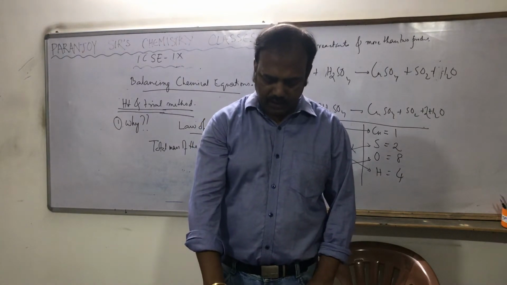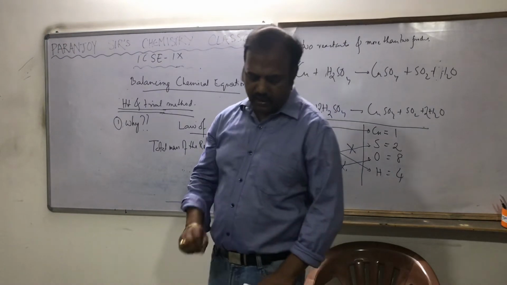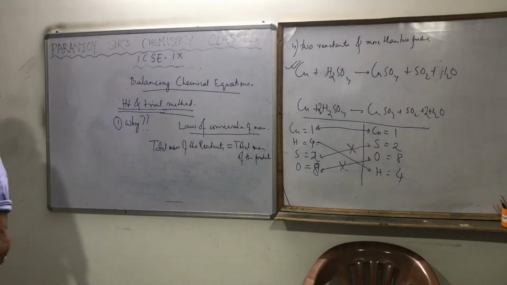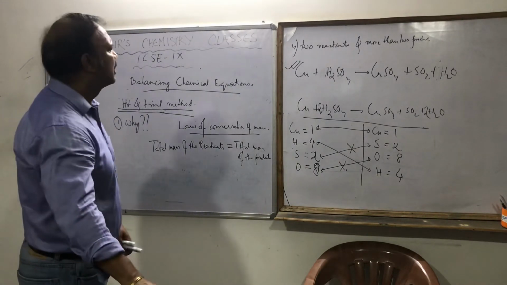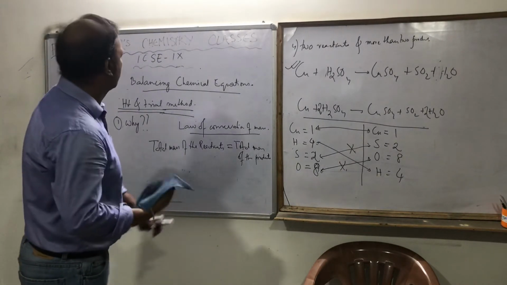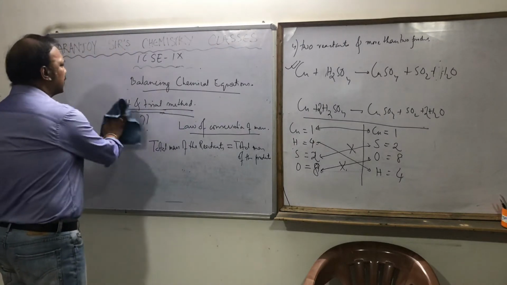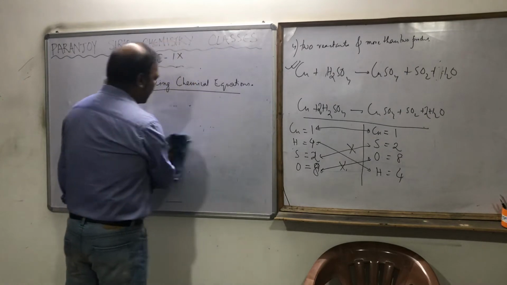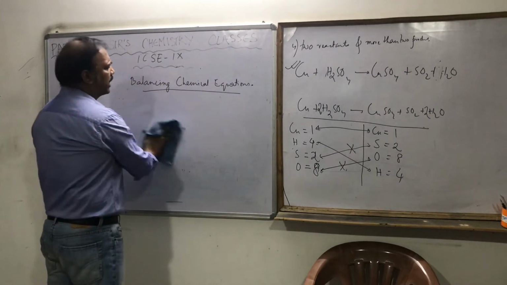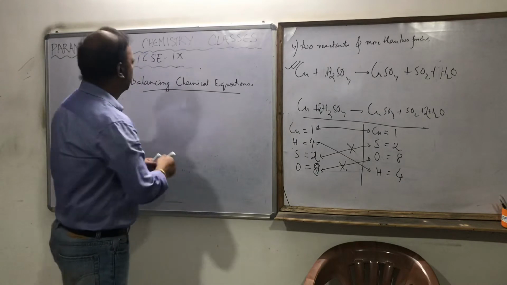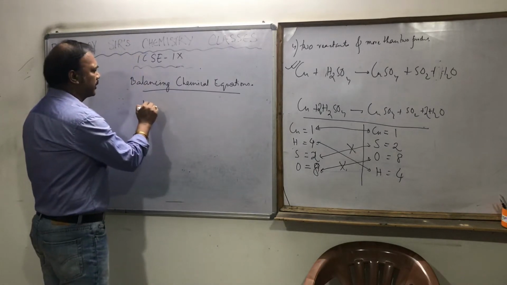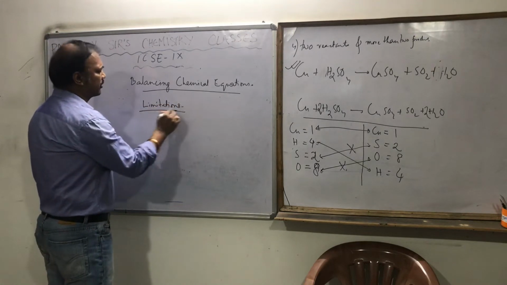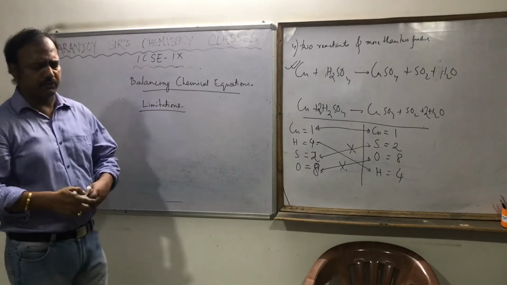Okay, now the next thing is, what are the limitations of these chemical reactions? Now is everything fine over here? No, everything is not fine in these chemical reactions. There are certain limitations in this chemical equation which we wrote over here. Limitations means drawbacks of chemical equation. What are the limitations which we have to overcome?